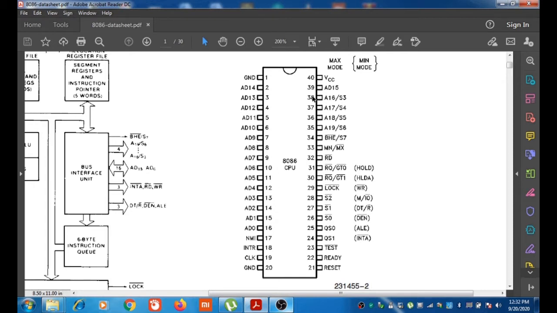Then you can see pin number 38, S16 or S3. So these lines are also multiplexed. A16 is the address line, S3 is a status signal. So 38, 37, 36 and 35. These lines multiplex address and status signals. At a particular time, address will appear on these lines. At a particular time, status will be appearing on these lines.